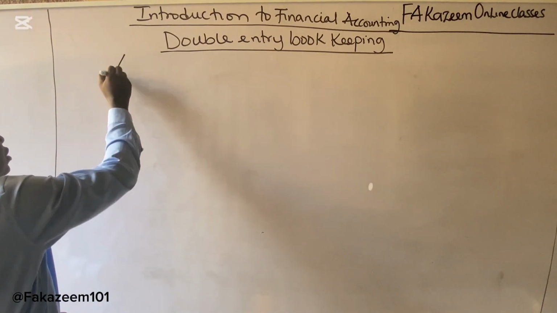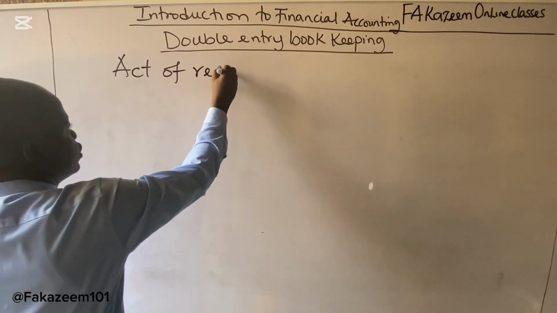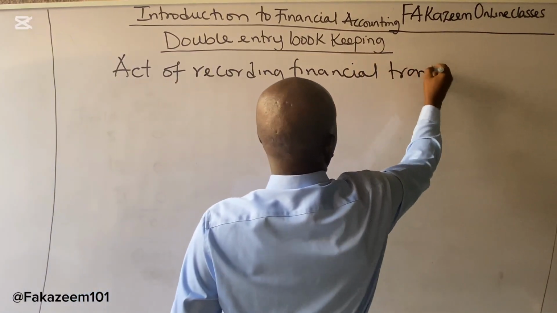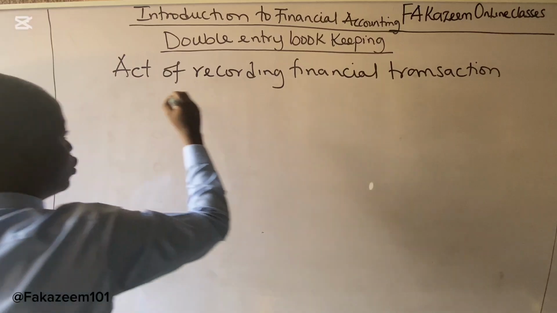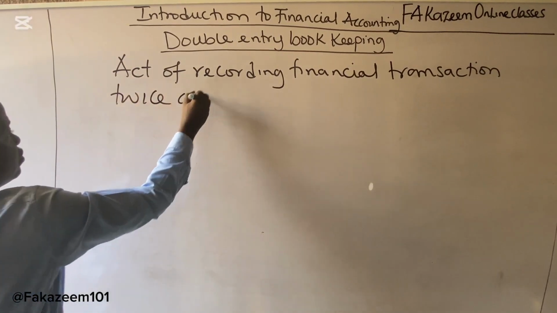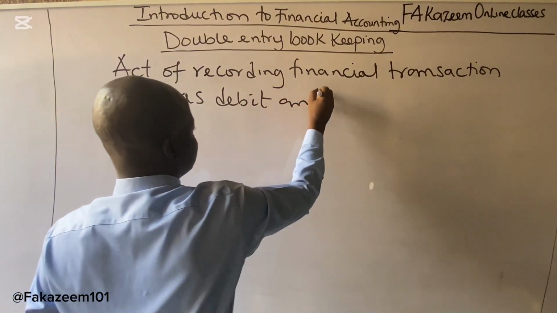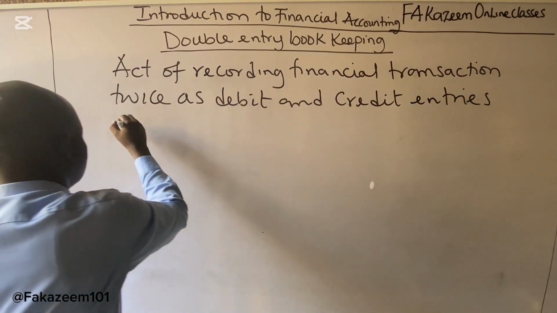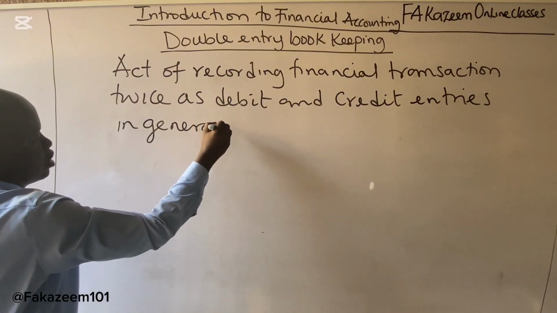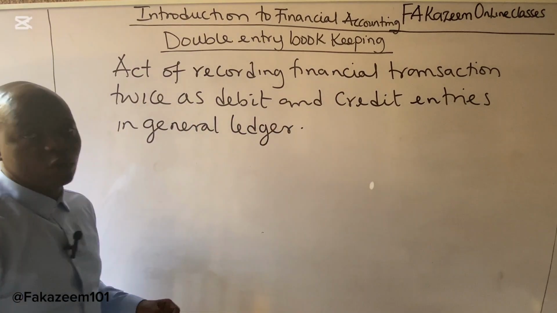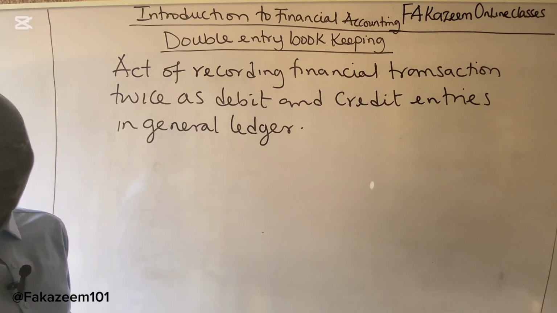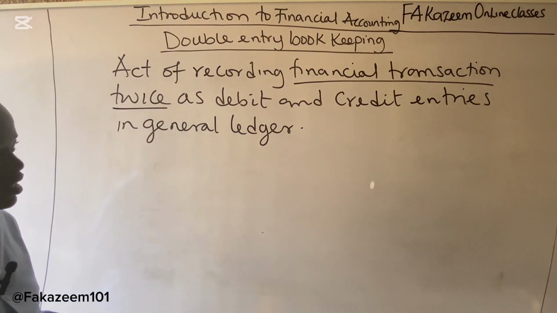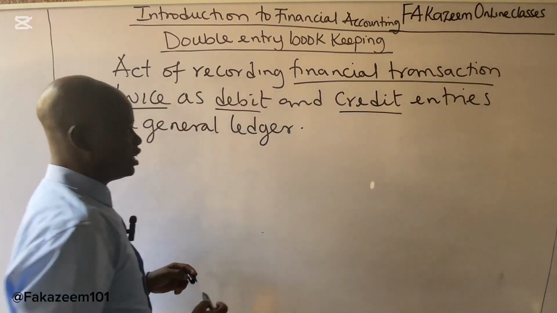Double entry can be defined as the act of recording a financial transaction twice as debit and credit entries in the general ledger. What do we mean by this? Bookkeeping is the art of recording a financial transaction twice as debit and credit entries in the general ledger.